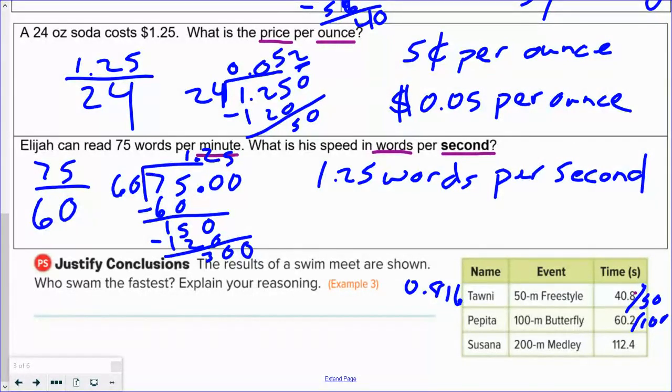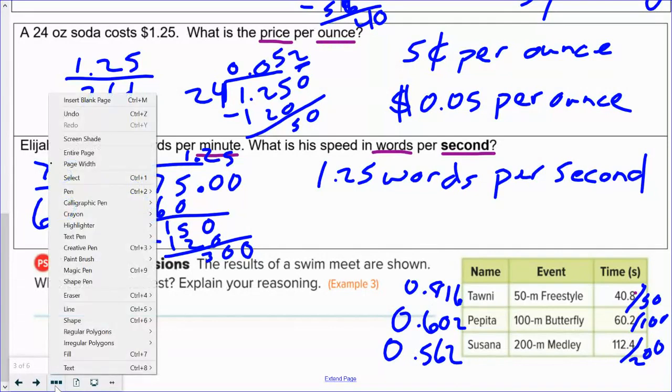All right, so this one we would divide by 100. So take your time and divide by how many meters, and we get our 602 thousandths. And of course, we're going to take this one now and divide it by 200. Okay, take your 112 and 4 tenths, divide that by 200, and we get 562. So which one is the smallest number? That tells us who went the fastest.